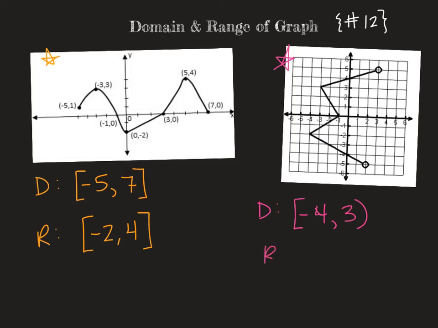And then our range, same idea. Our lowest y value is going to be an open -5, and our highest one is going to be an open 5, since they're both open circles.